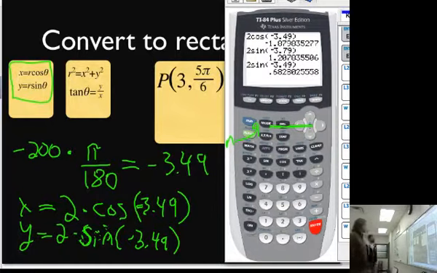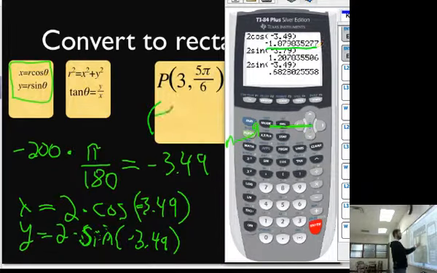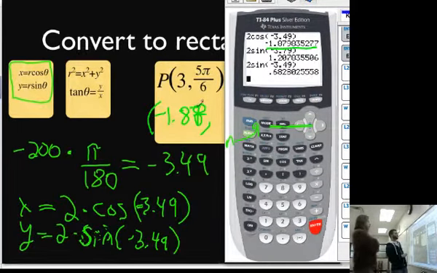All right, so what are the coordinates here? Our coordinates then are going to be negative 1.88 and 0.68.